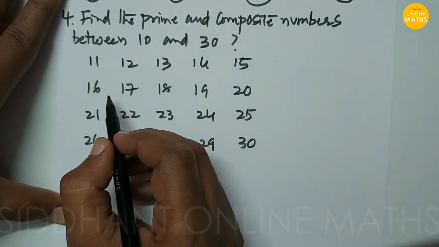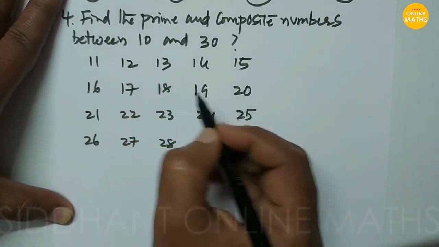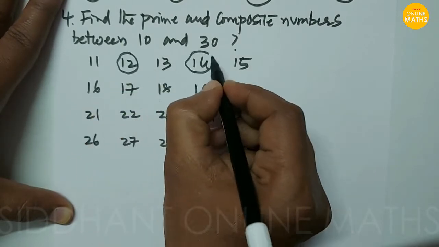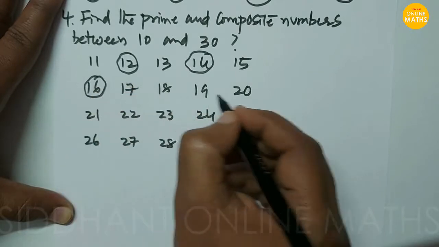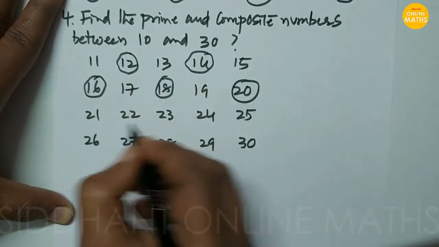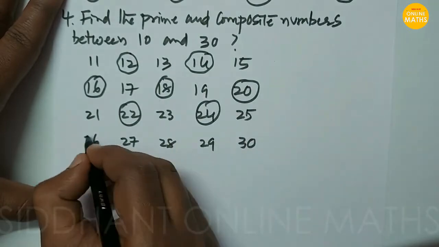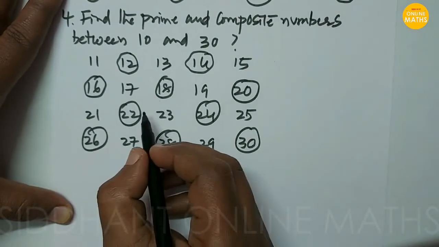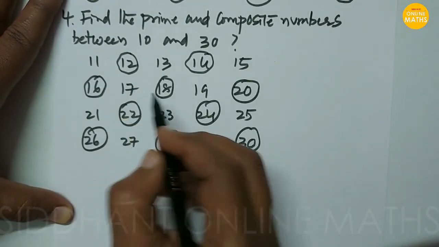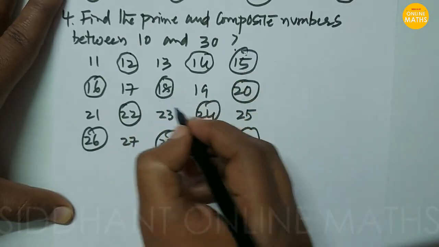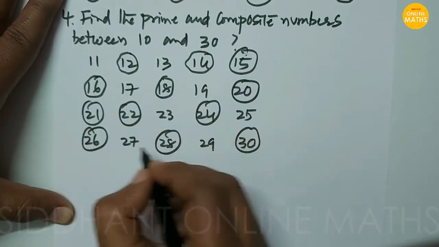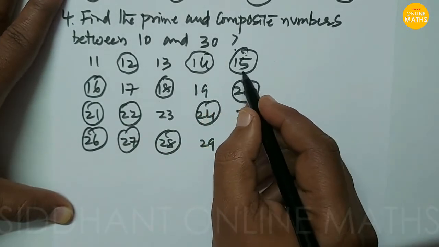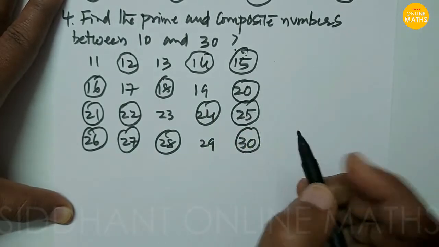So first we are going to see the multiples of 2 here. So 2 we are going to circle. So that is 12, 14, 16, 18, 20, 22, 24, 26, 28, 30. So these are the multiples of 2. Next we go for multiples of 3 here, that is 15, 18, 21, 24, 27. Next we go for multiples of 5 here: 15, 20, 25, 30.